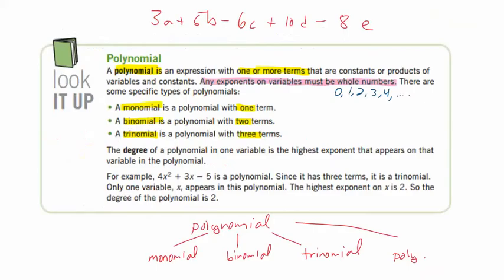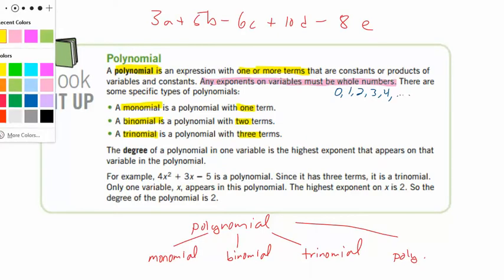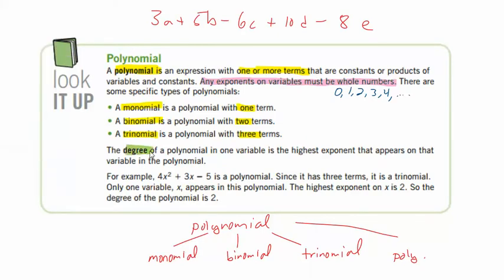All right, let's go back to the previous page and look at our last vocabulary word, which is degree. The degree of a polynomial in one variable, meaning if there's just one variable per term, is the highest exponent that appears on the variable in the polynomial. Okay, we're looking for the highest exponent. So for example, 4x squared plus 3x minus 5 is a polynomial. It has 3 terms. 4x squared, positive 3x, minus 5, 3 terms. It's a trinomial. It's only in one variable, which is x. And the highest exponent on x is a 2. So therefore the degree is 2. Is the highest exponent that you see.